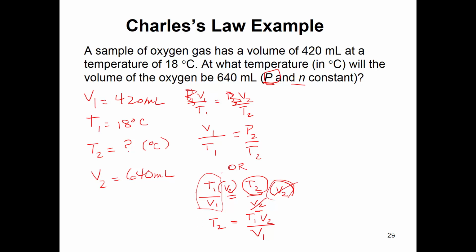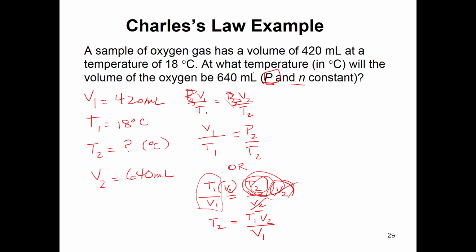Whatever side is not the one you're trying to get by itself is not going to change. It's going to stay the same. You're just going to multiply or divide by something that was on the side with the one you're wanting to solve for. Hope that makes sense.